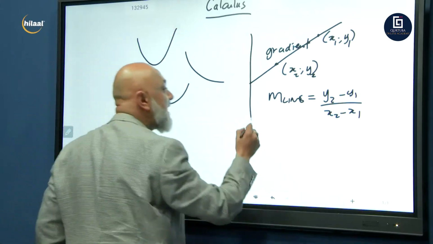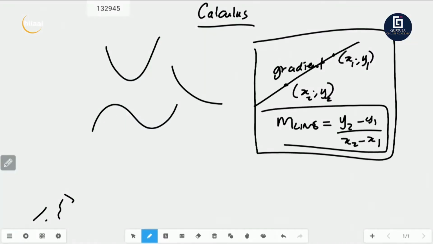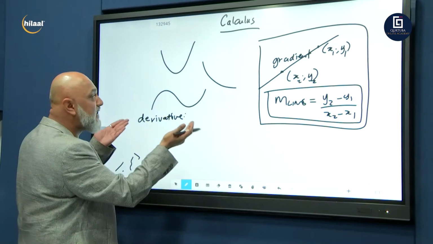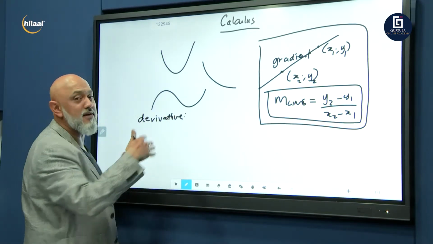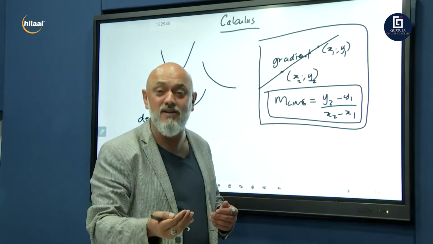So for a straight line graph, we use y2 minus y1 over x2 minus x1. And for any other graph besides a straight line, we use what we call the derivative or first principles. The word derivative means finding the gradient. That's what it means, just finding the gradient. But we have different methods of finding the gradient, which you will be examined on in your paper.